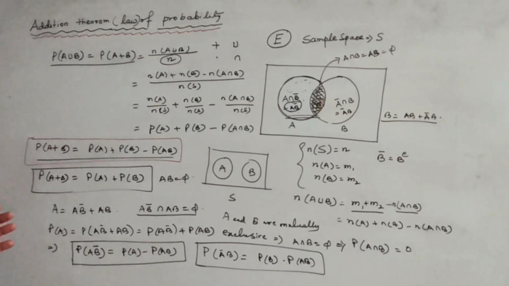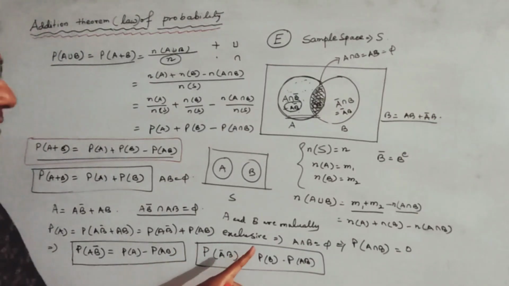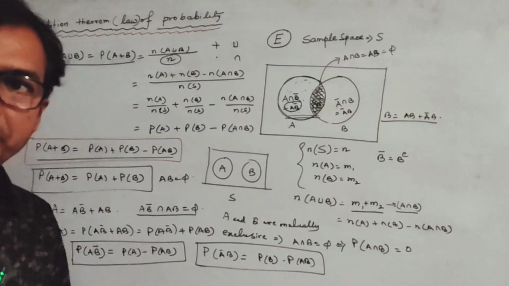So here we get a very important formula. This is the first formula, known as the addition theorem of probability or addition law of probability, and this is also the addition law of probability if events are mutually exclusive. And we know another two results: P of A B bar is equal to P of A minus P of AB, and P of A bar B is equal to P of B minus P of AB.